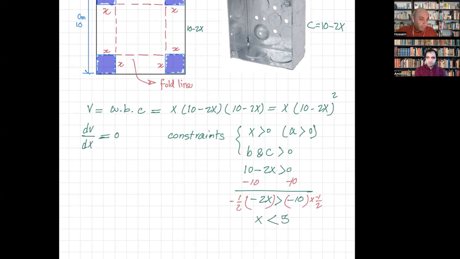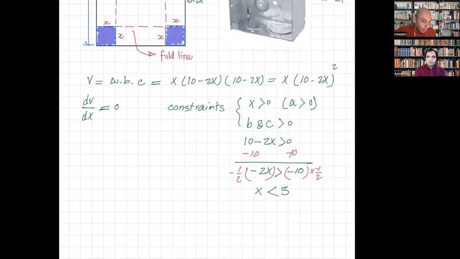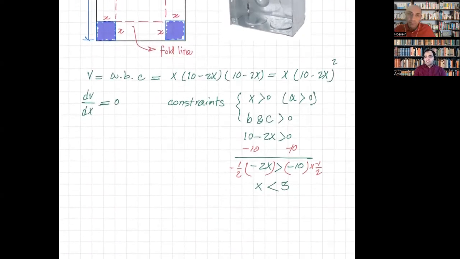That's correct. So for optimization problems, it's always good to construct our constraints. And that's a physical problem. We know that we have those kinds of constraints. So thank you for mentioning that, Hossein.